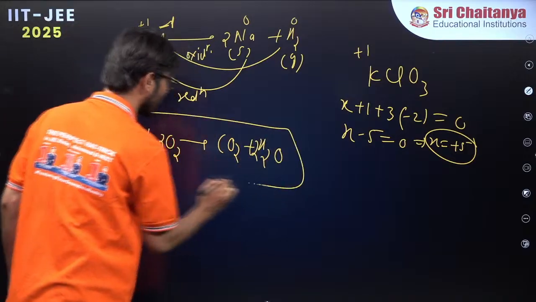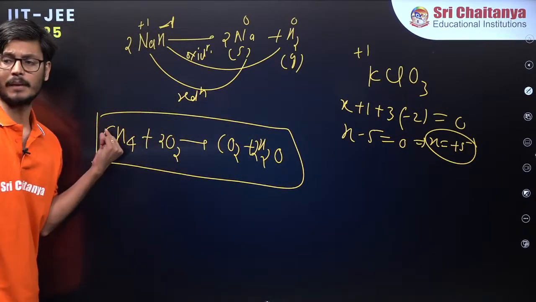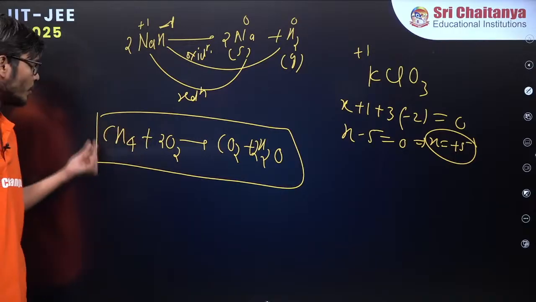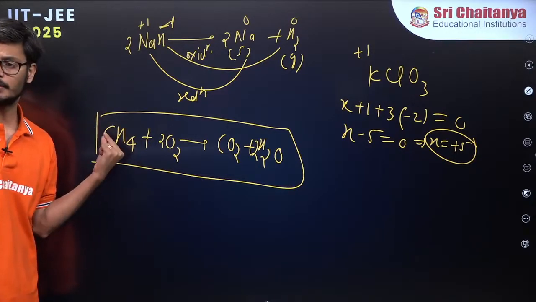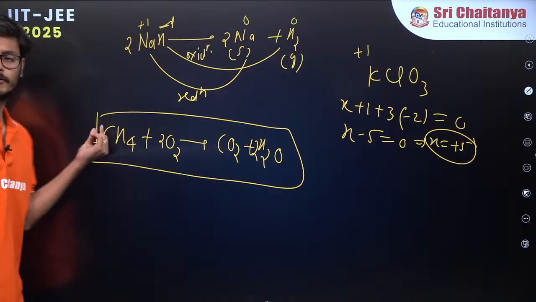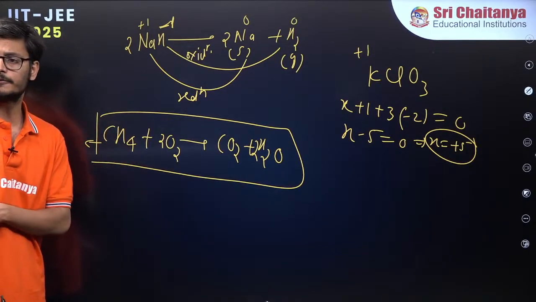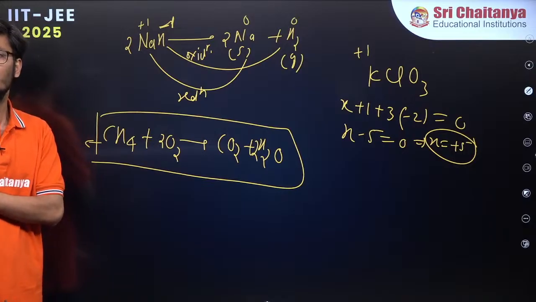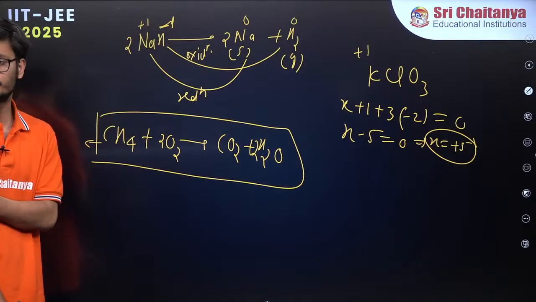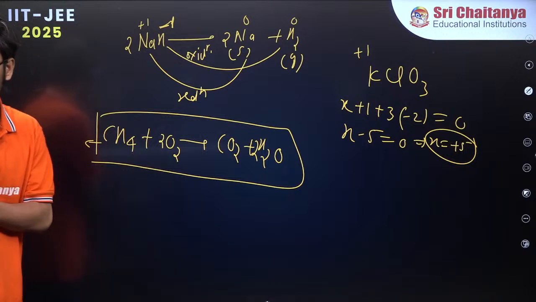Why is this a redox reaction? You see, any combustion is redox. What is the oxidation number of carbon in CH4? Give me the value quickly, please. Oxidation number of carbon in CH4. -4. Very good, Krishna.